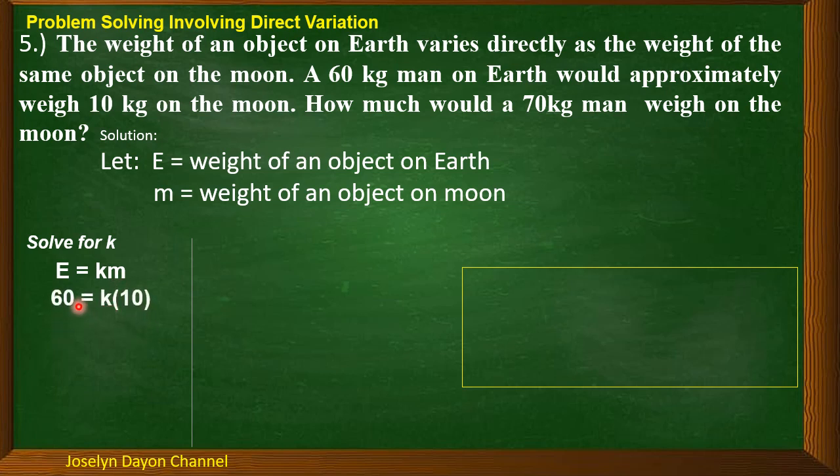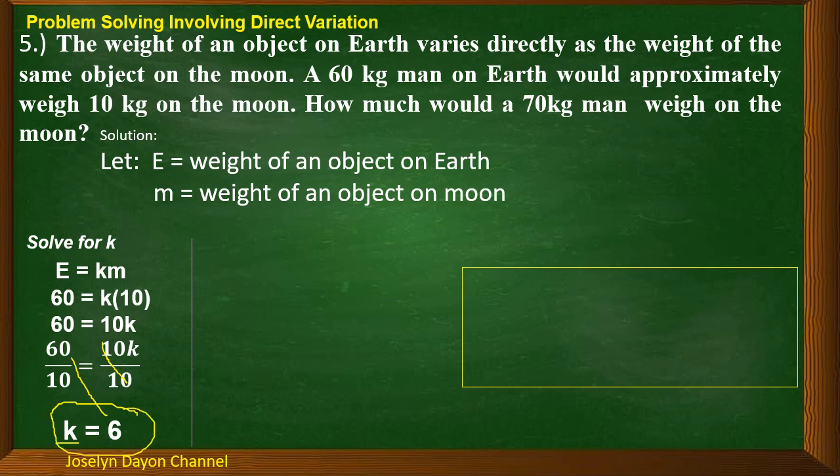So the man is weighing 60 kilogram on Earth. Then that is equal to 10 kilogram on the Moon. Now let's solve for K. So we have 10K, that is equal to 60. To solve for K, divide both sides of the equation by 10. So 10K divided by 10, that is equal to K. And 60 divided by 10, that is equal to 6. So we have now the value for the constant of variation.